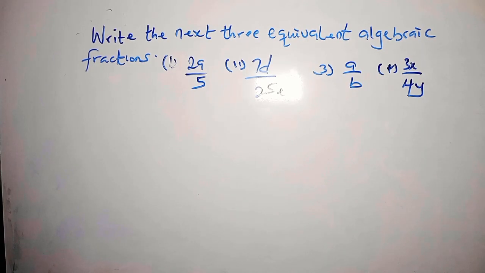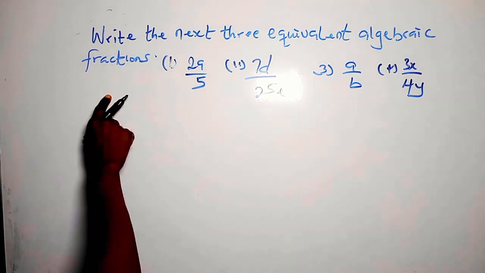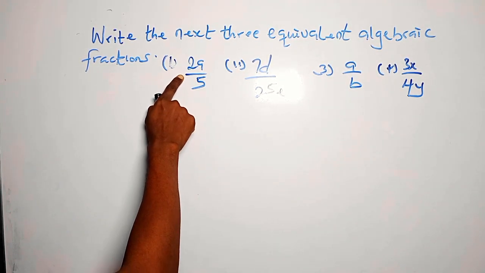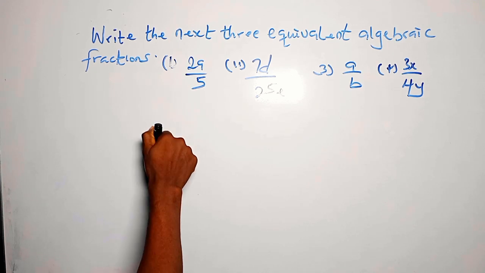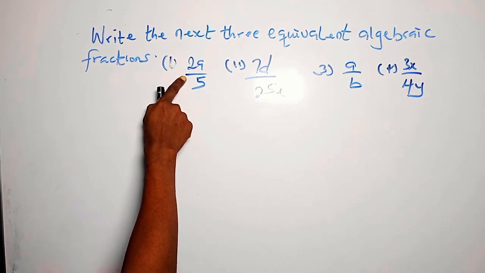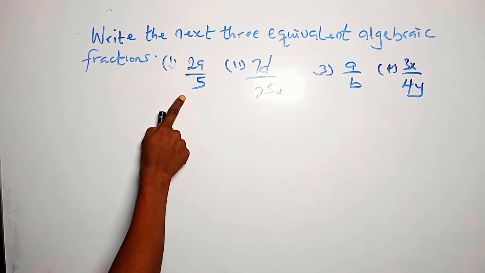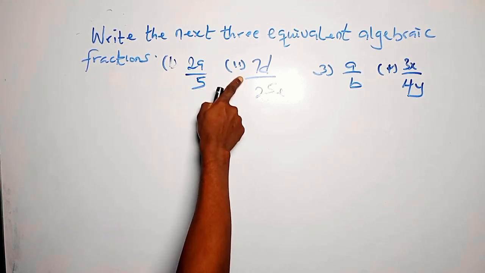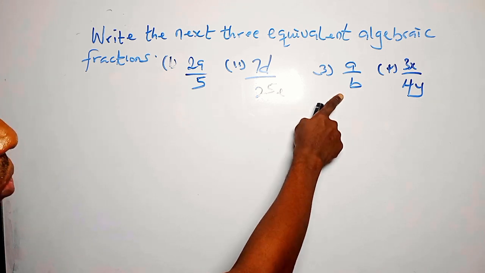The question says, write the next three equivalent algebraic fractions. So what are algebraic fractions? They are fractions that have a mixture of a letter and a number. In the case of the first one, we have 2a over 5. This is an algebraic fraction. We have 7d divided by 25e, which is an algebraic fraction. We have a over b.